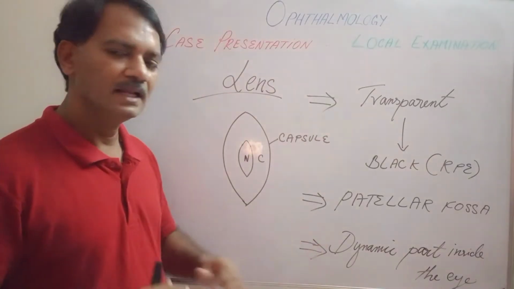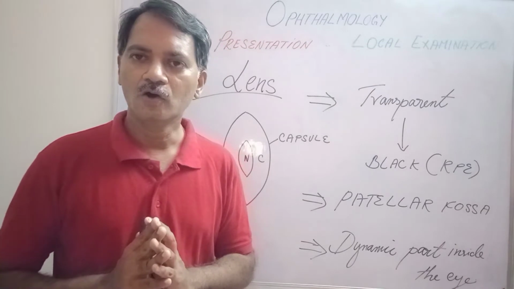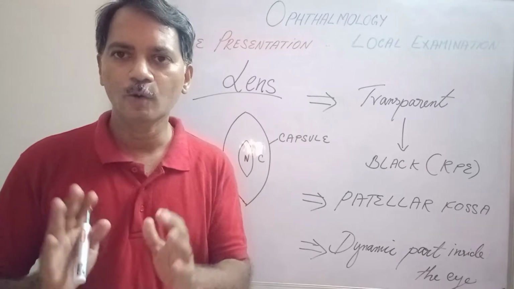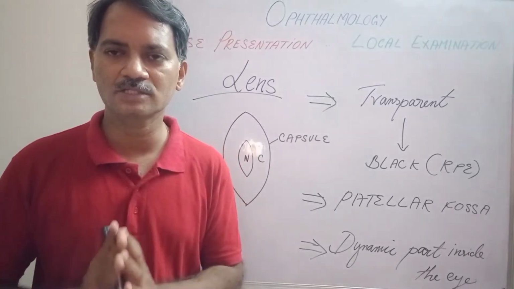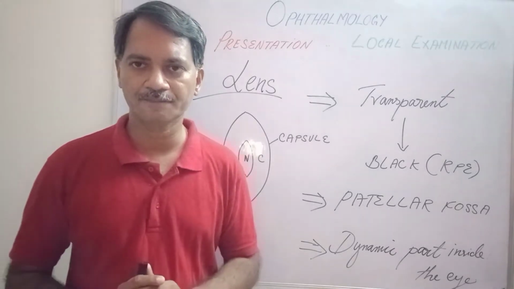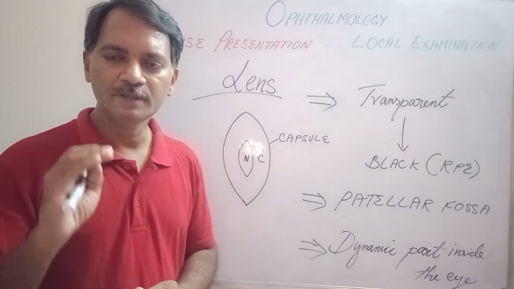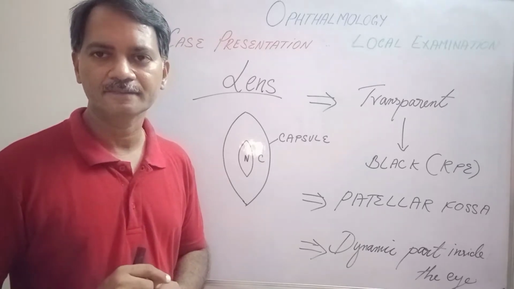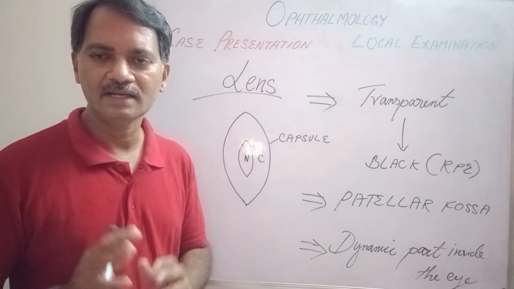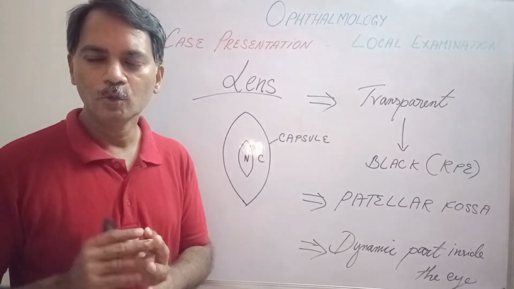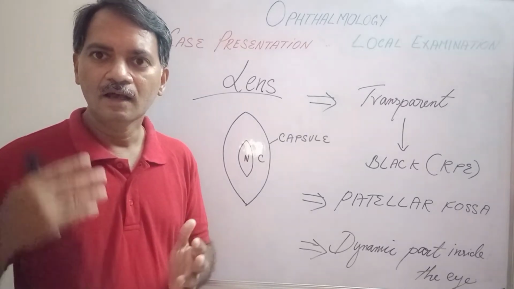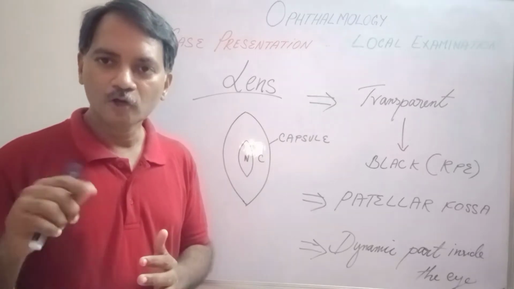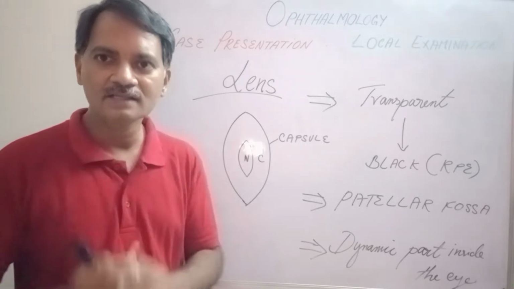Next is, the lens is positioned in a fossa on the anterior surface of the vitreous. This fossa is called the patellar fossa. Lens is one of the most dynamic structures present inside the eye. Why I am saying lens is a dynamic structure is, you can see farthest things clearly and you can also see the nearest things clearly.